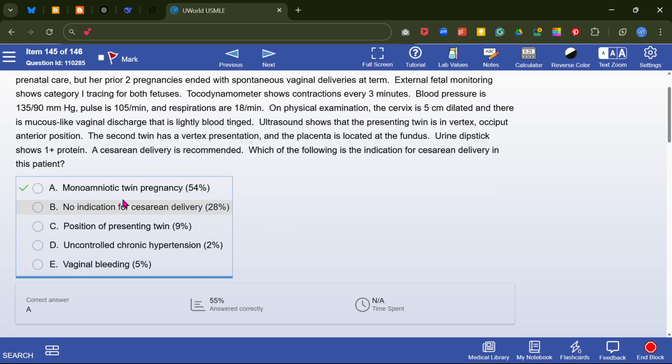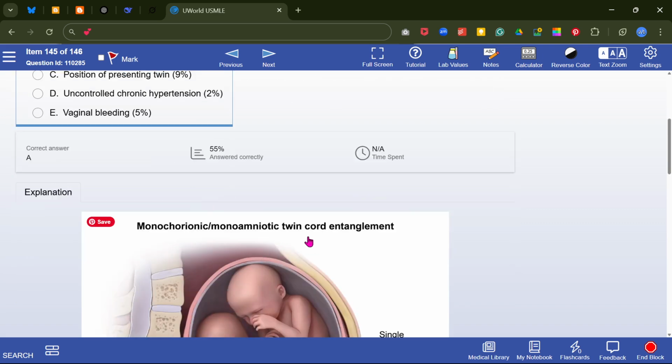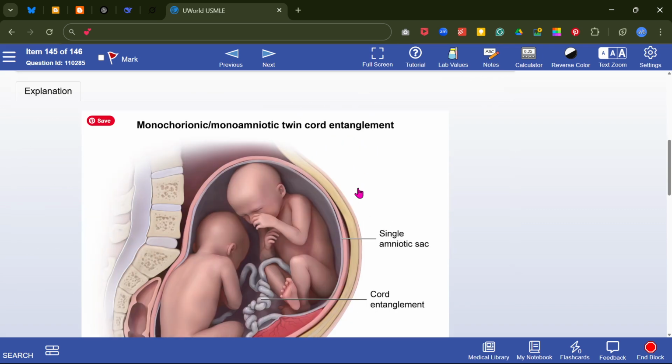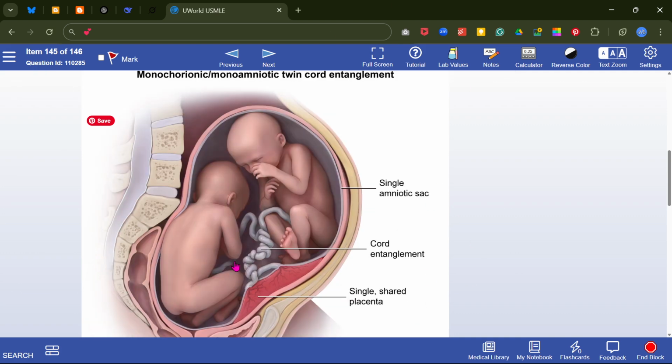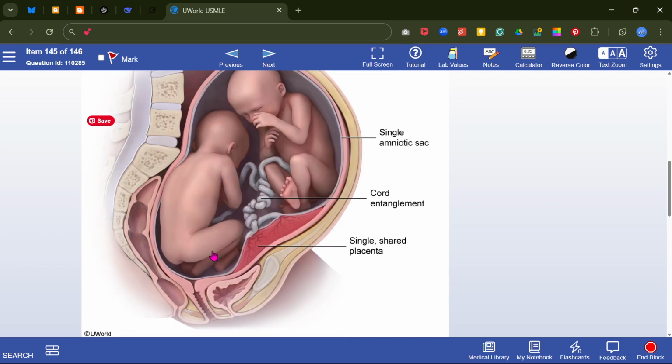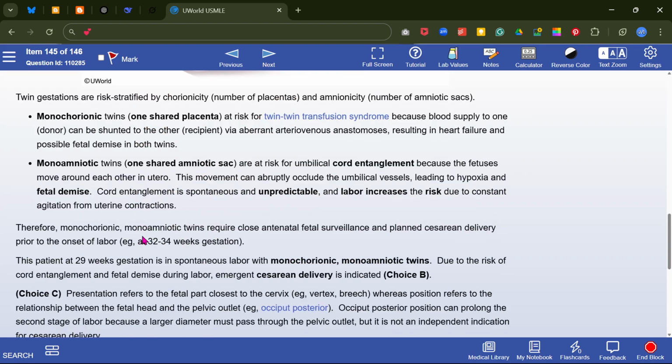MMC, monoamniotic twin cord entanglement. This is the cause. Single amniotic sac but cord entanglement, single shared placenta. So this patient, at 29 weeks of gestation, is in spontaneous labor with monochorionic monoamniotic twins, due to risk of cord entanglement and fetal demise during labor. Emergent delivery is indicated.